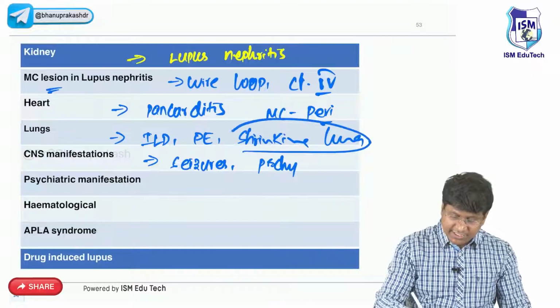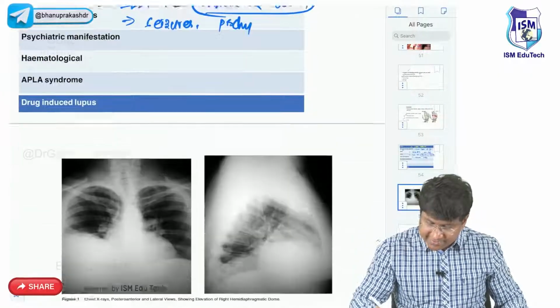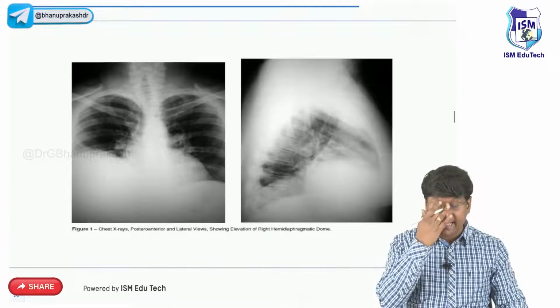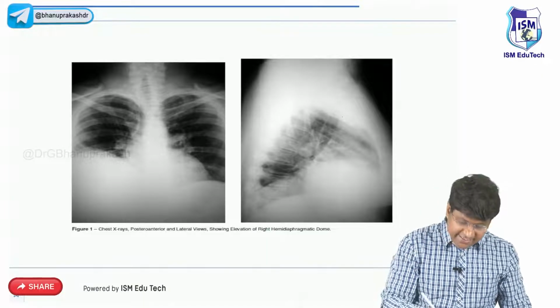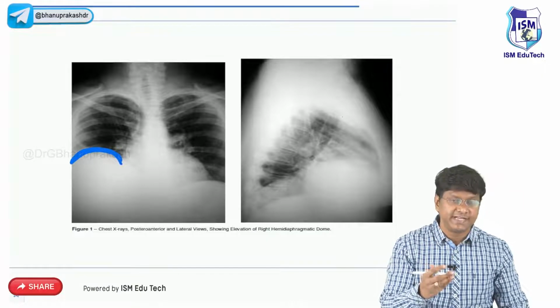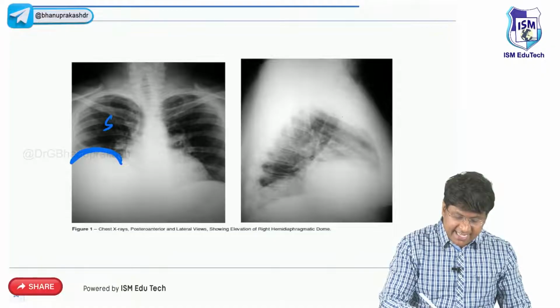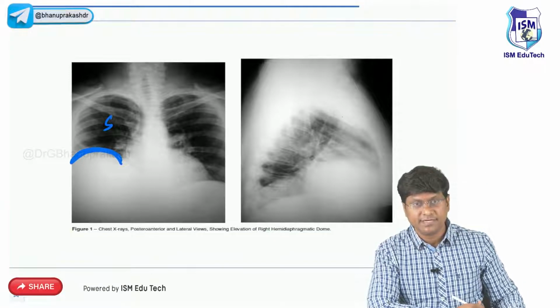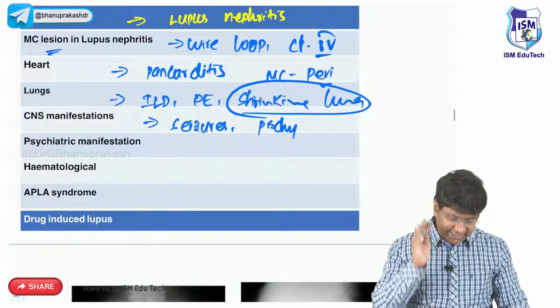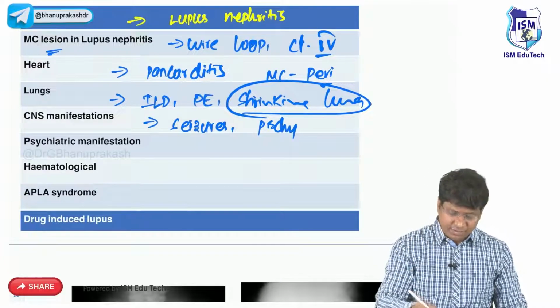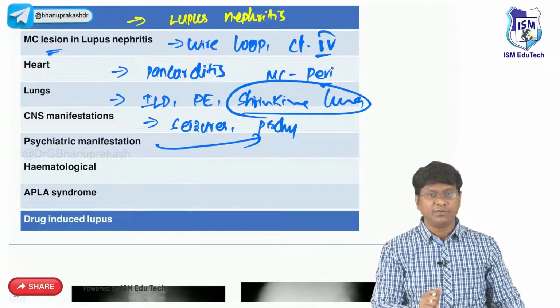Now, what is shrinking lung syndrome? Shrinking lung syndrome is due to diaphragmatic myopathy. The antibodies are formed against the diaphragm, and thereby there is elevation of the dome of the diaphragm, compressing the lung parenchyma, and this we call shrinking lung. Then, what are the psychiatric manifestations? Just now we have discussed that it will be in the form of psychosis.